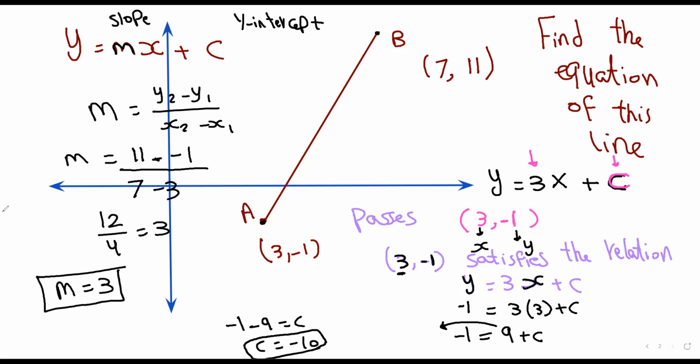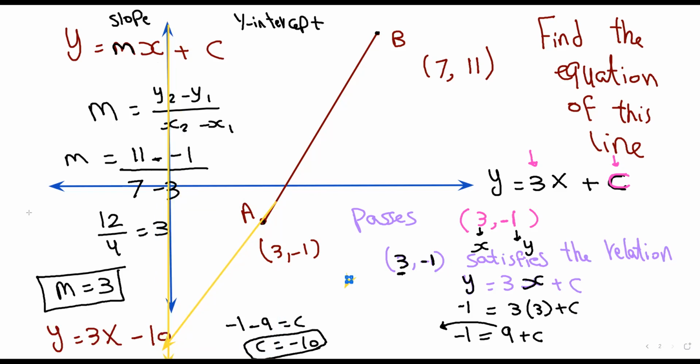Now we are able to write the equation of this line. The equation is going to be what? The equation is y equals 3x minus 10. And it's logical, 3x minus 10, because if you extended this line here, the line will hit the y-axis at minus 10. That's the point of intersection between the y-axis and the straight line.